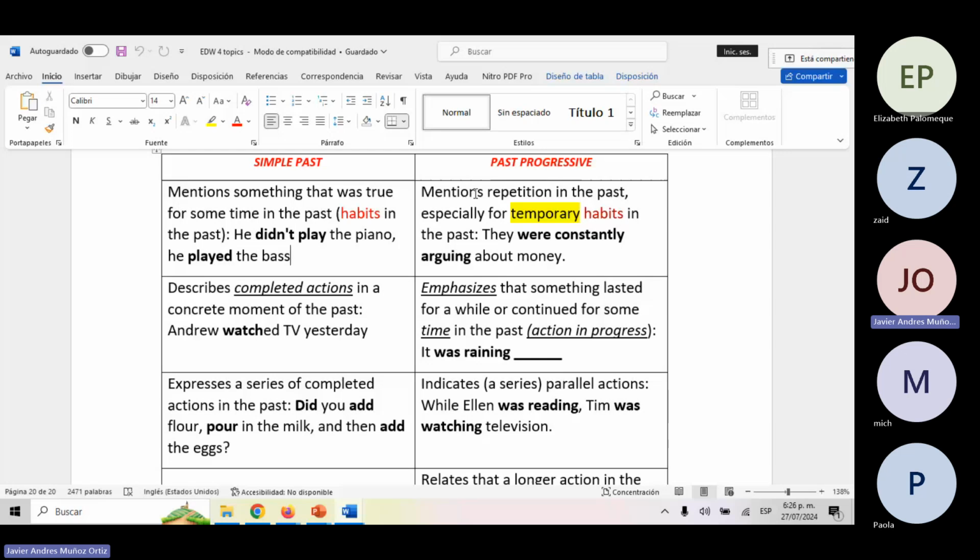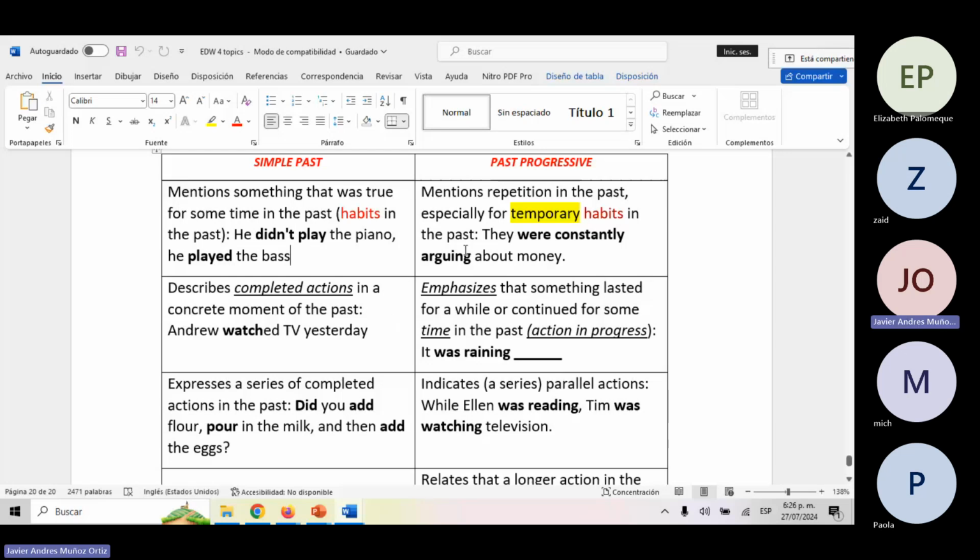Second difference. Simple past tense talks about actions that started in the past and finished in the past. So they are completed actions. Started one year ago and finished one year ago, let's suppose. Started yesterday in the morning, finished yesterday in the evening. So started and finished in the past, okay?